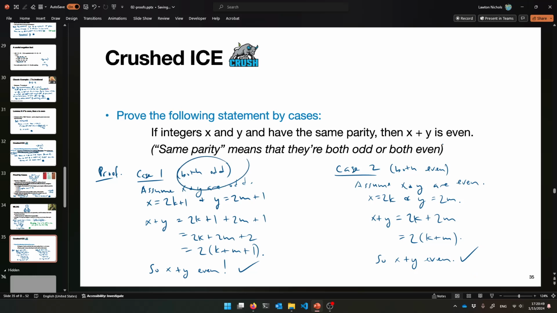I've proven both cases, both ideas that I needed to show for having the same parity. And I've shown that x plus y is even in each case. Therefore, the whole thing is true. The entire statement is true. And we proved it by cases.